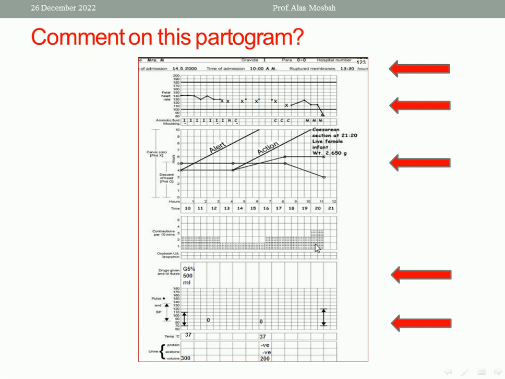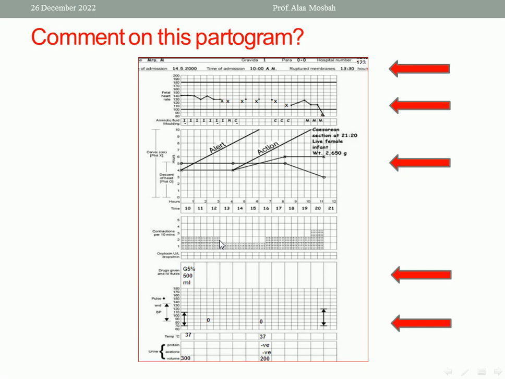Okay? Did the doctor give any oxytocin to augment labor? In this area, you will write. There is no oxytocin infusion given here. Okay? Is it right? No. There is no good contraction. After crossing the alert line, the doctor should start oxytocin infusion to induce good efficient uterine contraction.